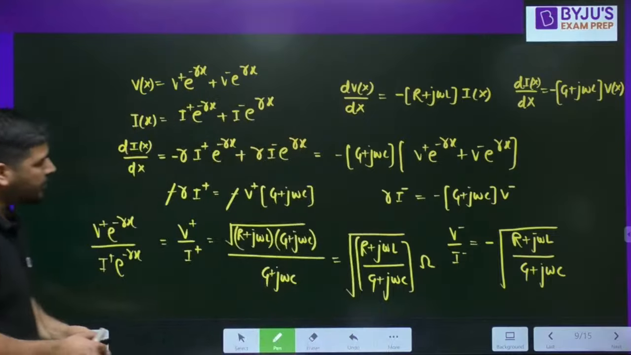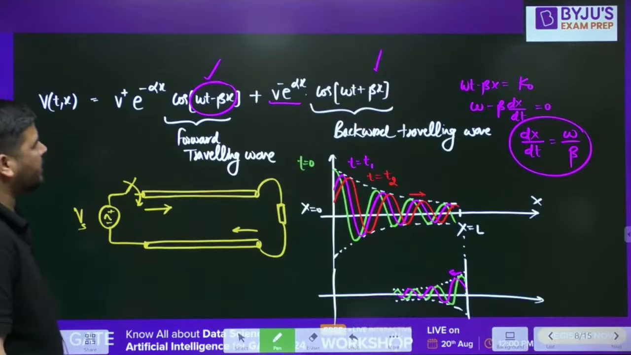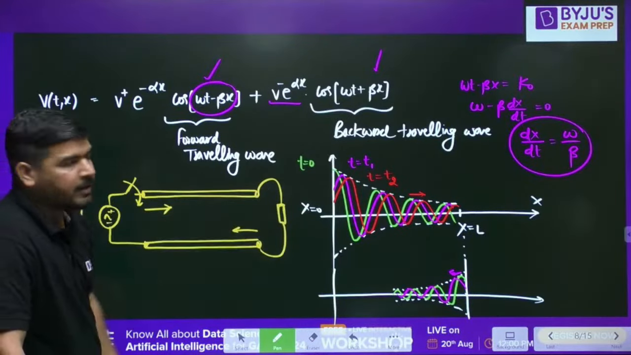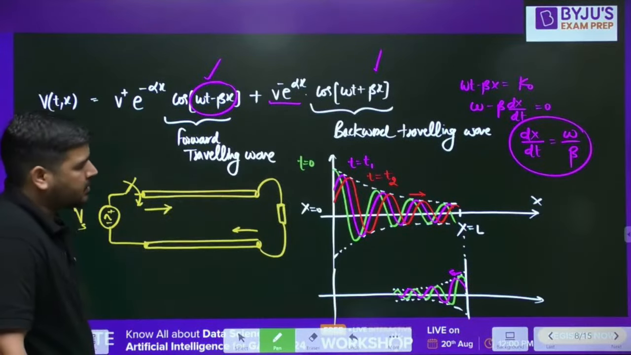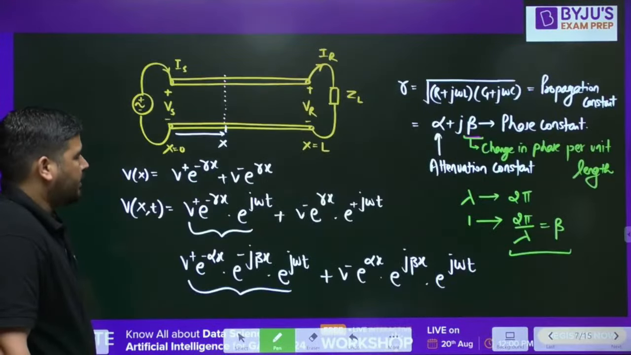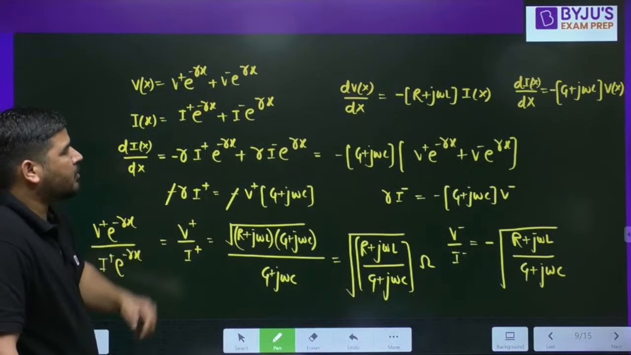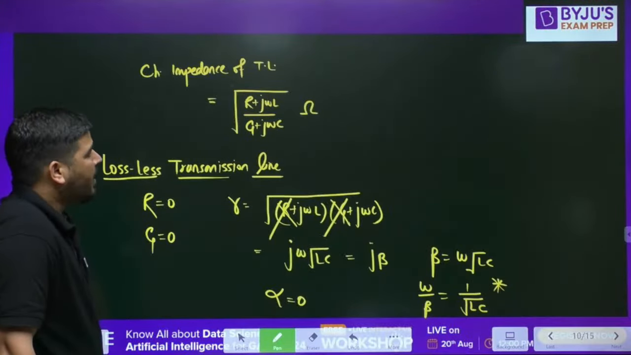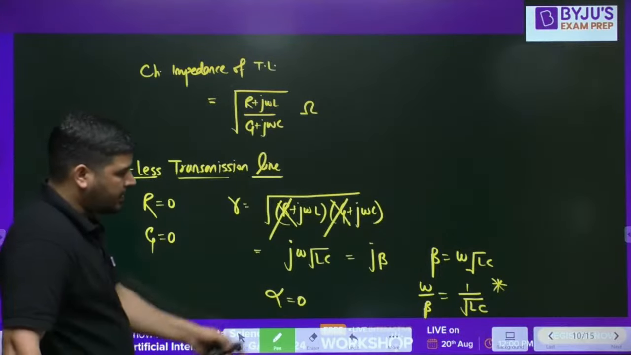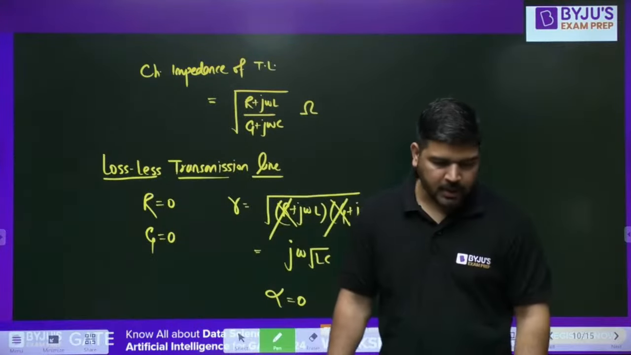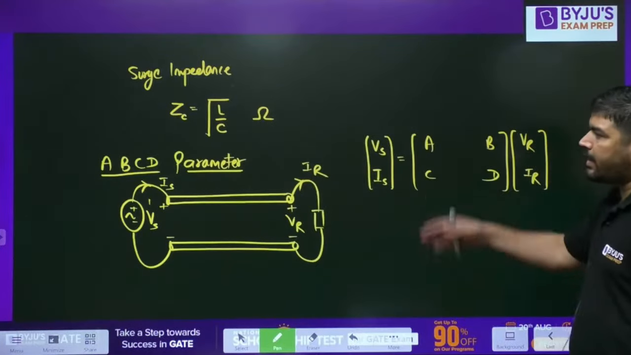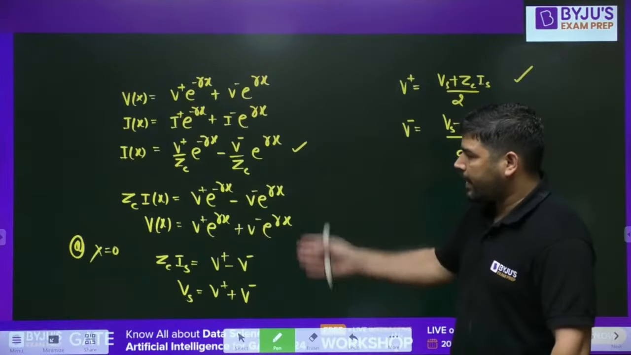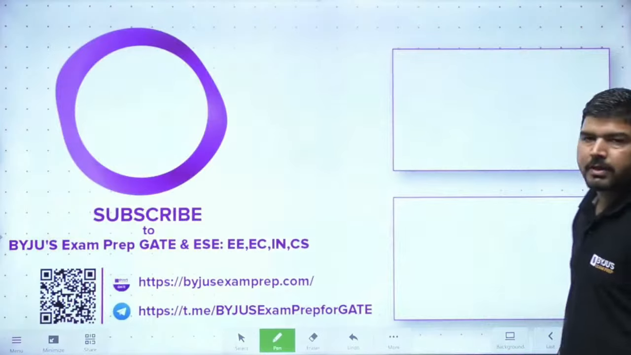But I have given you some important formulas, like I have told you traveling wave, forward and backward, why it is traveling. And next I told you about the propagation constant, what is the meaning of propagation constant and what is surge impedance. And for the lossless transmission line and the speed on the lossless transmission line, that I have told you. And then ABCD parameter, how to calculate ABCD parameter on the transmission line, I told you.